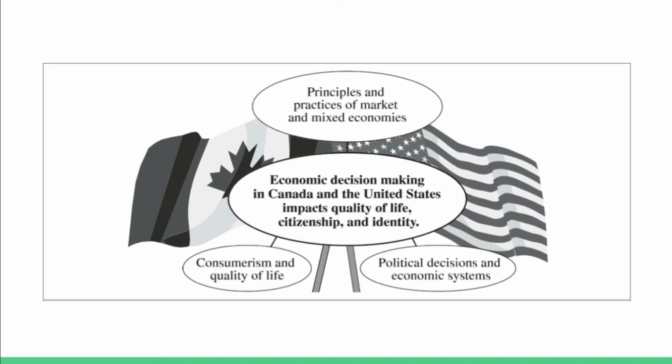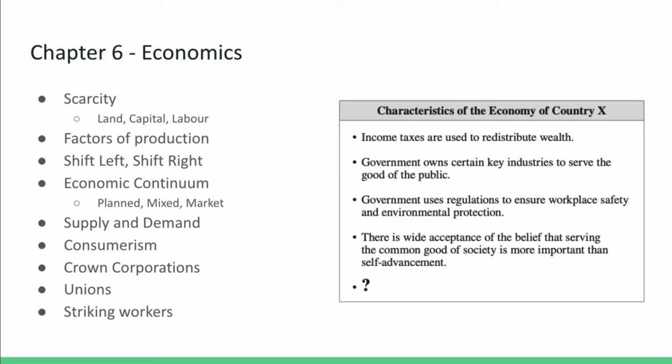We spent time here talking about mixed and market economies, and the consumerism with quality of life and political decisions and economic systems. So from chapter 6, know what scarcity is. There's 3 components of scarcity: land, capital, and labor. What do all of those mean? Know the factors of production.